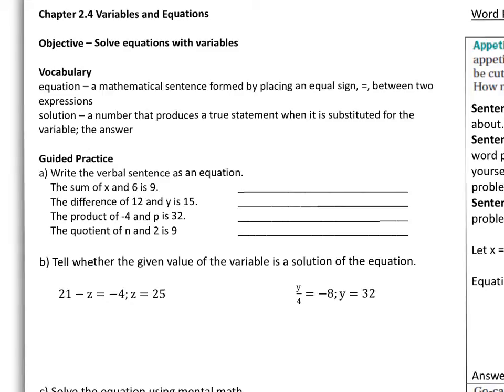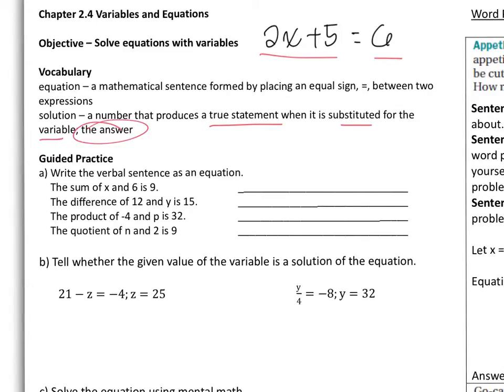So for example, I can give you 2x plus 5 equals 6. This will be one expression, and this will be another expression. A solution just means the answer, a number that produces a true statement when it is substituted for the variable. So simply, the answer.